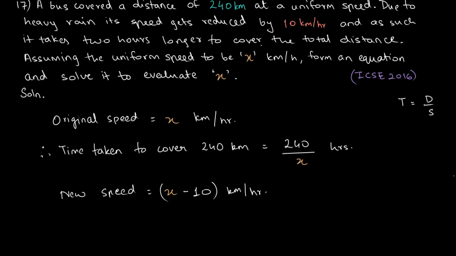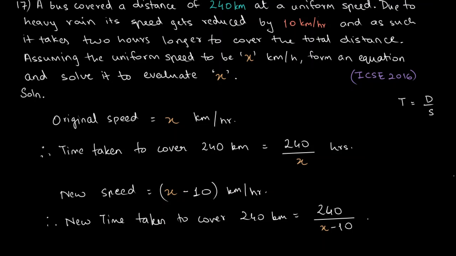And as such, it takes 2 hours longer to cover the total distance, right? So they've given us a relation between the original time and the new time. So let's figure out what the new time will be, right? So therefore, given this new speed x minus 10, the new time taken to cover the same distance will be equal to 240, distance upon speed, which is x minus 10, right? New time taken to cover at the speed of x minus 10 kilometers per hour.